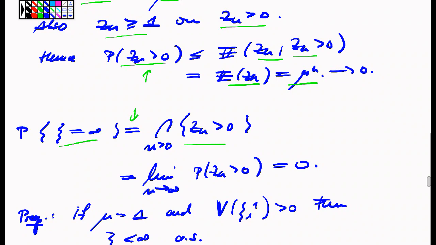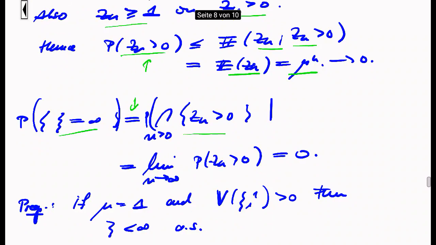So the probability of all this is the probability of this, but this is the probability of an intersection of events which are monotone, so therefore this is the same as the limit of the individual probabilities, and we have just convinced ourselves that the limit of all these probabilities is 0. So we have proved the claim.